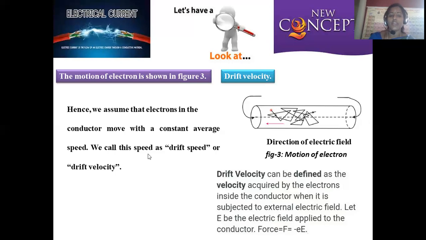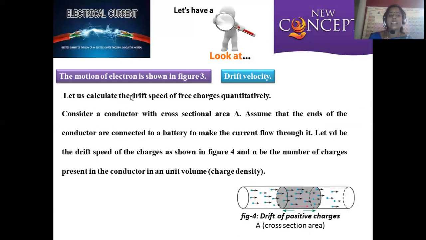Let us repeat one more time. The constant average speed which are assigned to the electrons flowing through the conducting material under the influence of electric field is denoted as a drift velocity. So in an average, all electrons are moving with the constant speed. Now, let us calculate the drift speed of the free charge quantitatively. So, free charge when taken, so its drift speed is going to be calculated now.